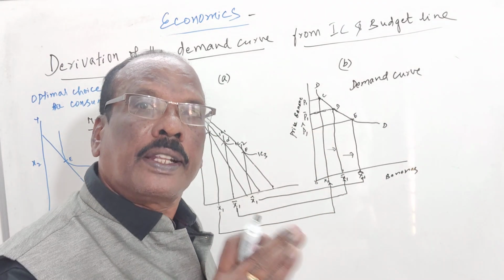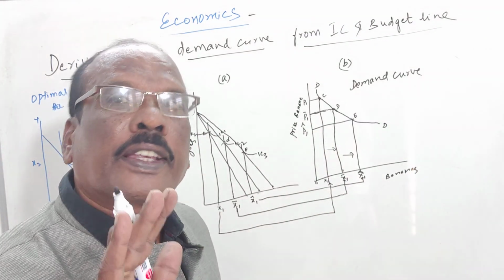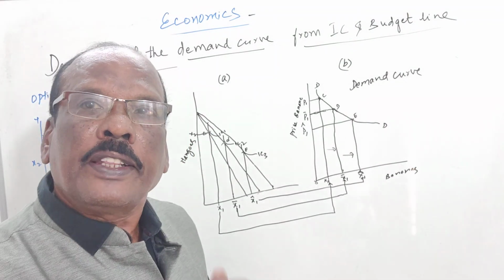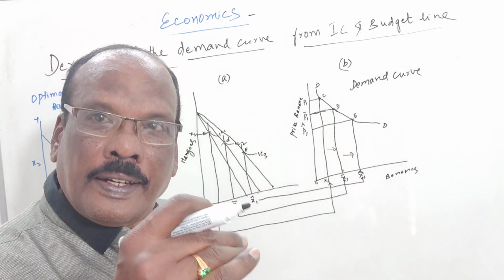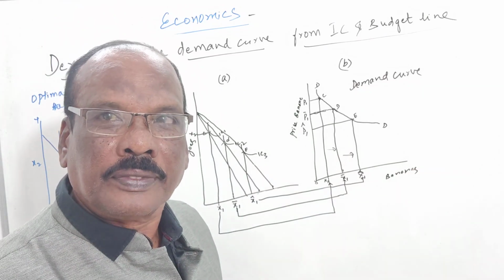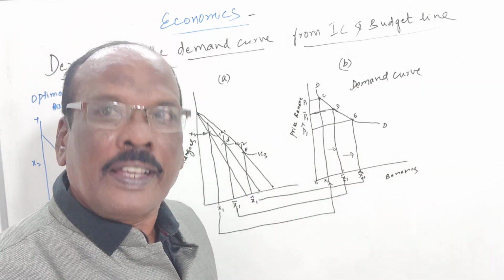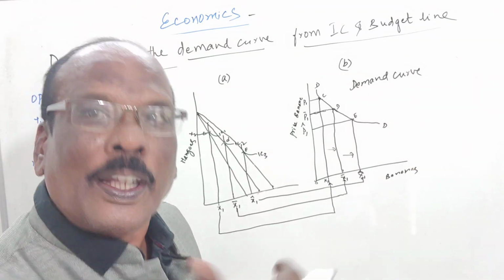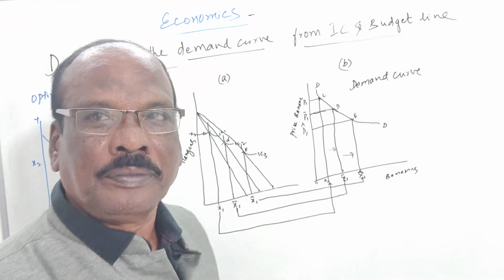Now we assume that the price of mango is kept constant, right? So what happens when the price of one commodity falls? The demand for that commodity increases. That's why the budget line shifts rightward.